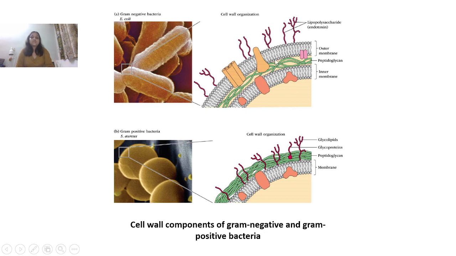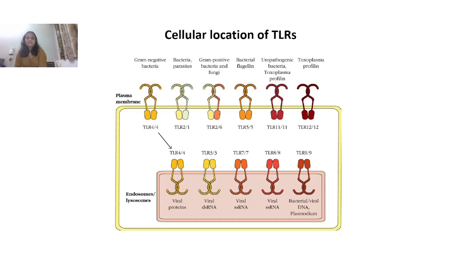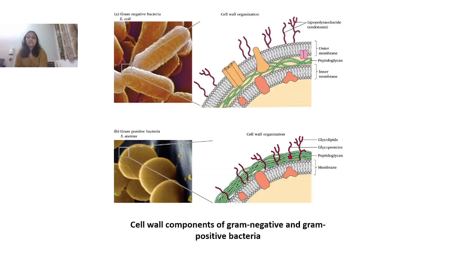Here you can also see there is presence of this LPS, which is not present in gram-positive bacteria, and this LPS is recognized by a different type of TLR. As you can see, TLR4 can recognize this gram-negative bacteria because it can sense the LPS, while TLR2 and 6 can recognize the gram-positive bacteria. So there are different properties based on which these TLRs recognize these different kinds of bacteria.